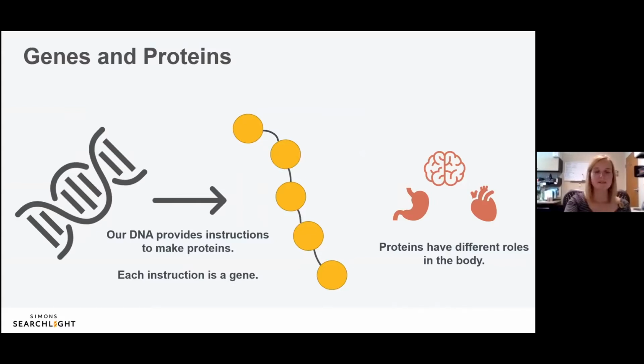And proteins have many different roles in the body. They're essentially what's making our body work. They're what makes our eyes see, our ears hear, our brain learn. And so we go from the letters of our DNA to proteins.